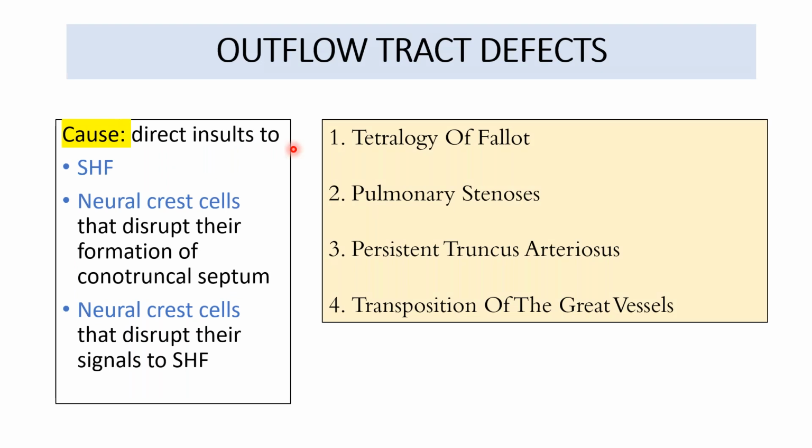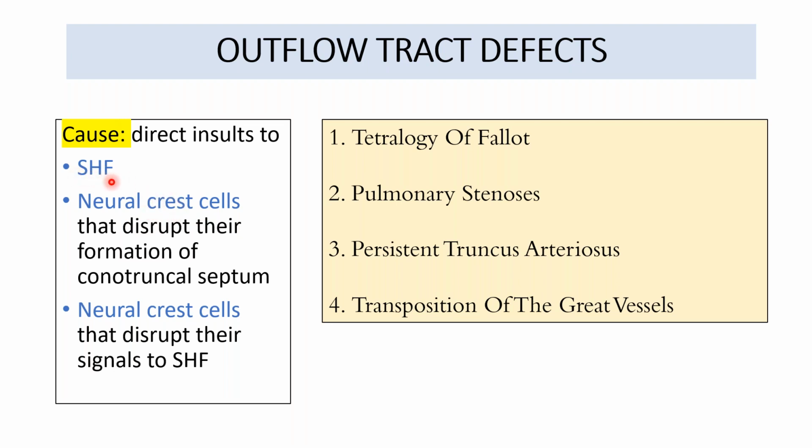Now we were talking about the outflow tract defects. So what are those outflow tract defects? These are tetralogy of Fallot, pulmonary stenosis, persistent truncus arteriosus, and transposition of the great vessels. These are examples of the outflow tract defects. And the cause of these defects, as we have seen, is the neural crest cells, the ones that were going to form the septum in the outflow tract, that is, the endocardial cushions in the conal part and the truncal part.